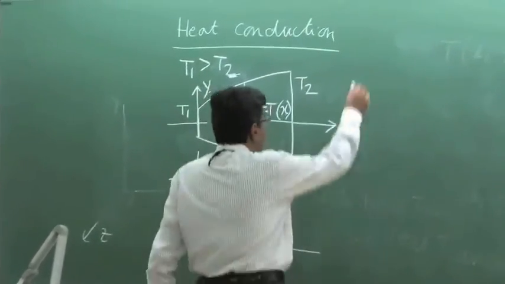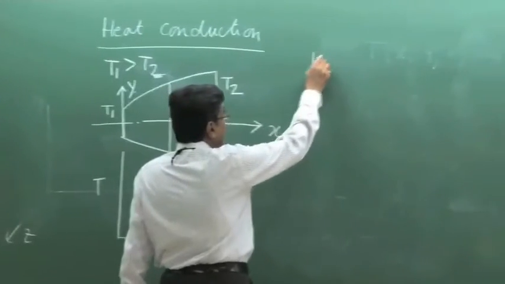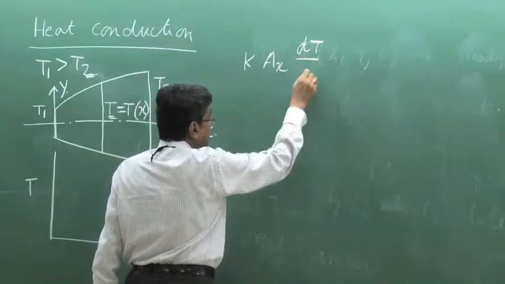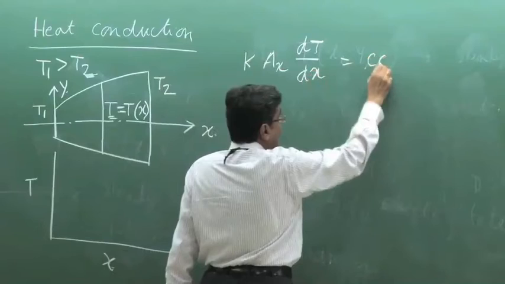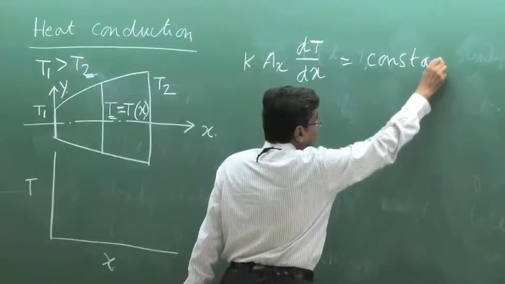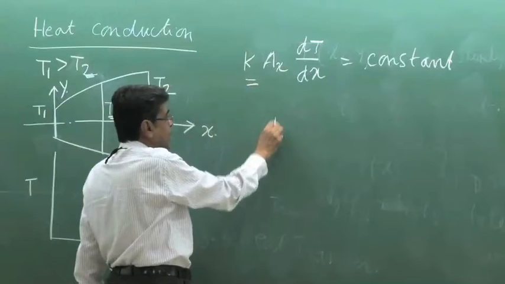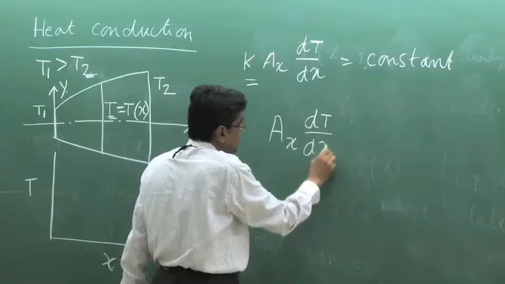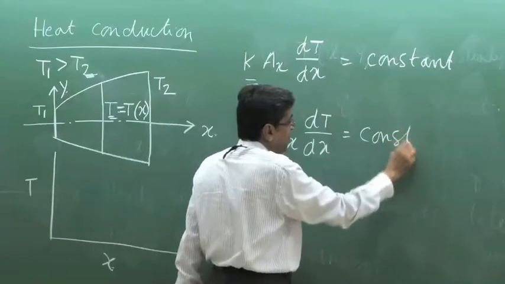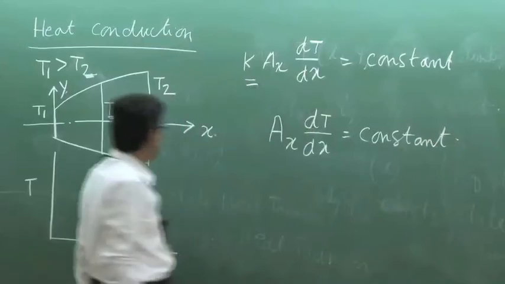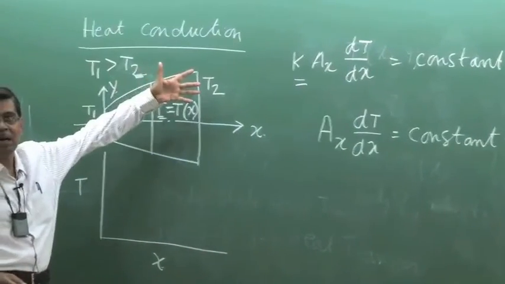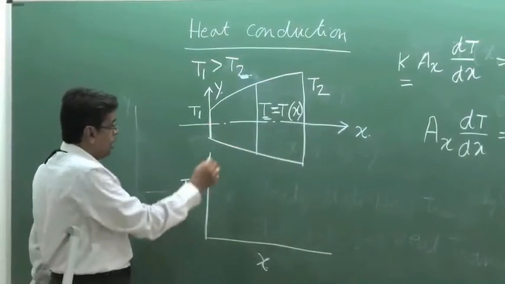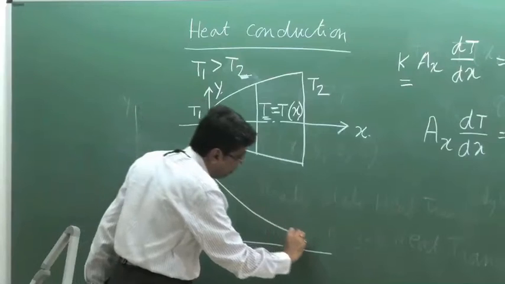So, in this case, I know my basic equation for steady state is K Ax dT/dx constant, not dT/dx constant. Now, if K is constant, that we will assume, Ax dT/dx is constant. That means dT/dx is inversely proportional to A. So, such a diverging medium, a bar like this, a conical bar. So, that means temperature variation will be like this.